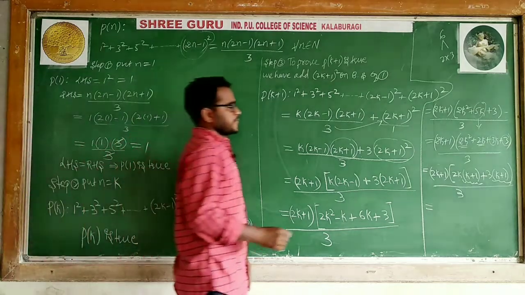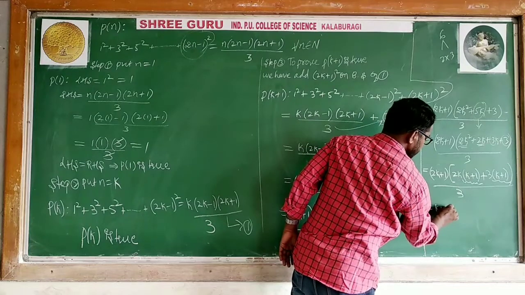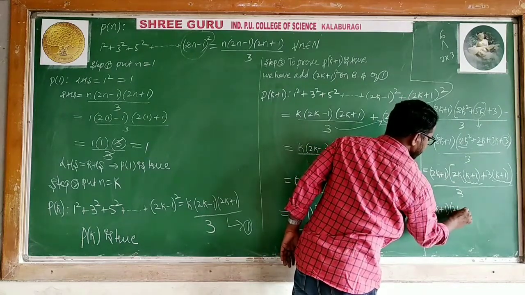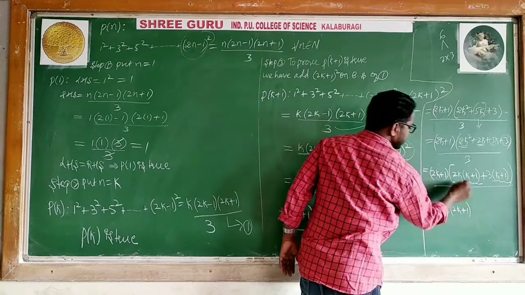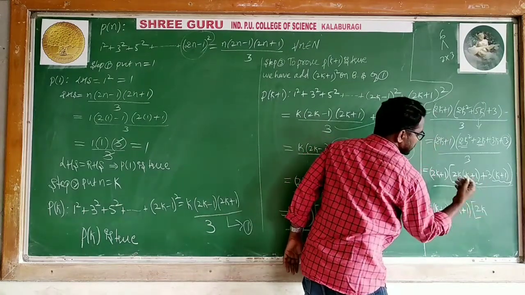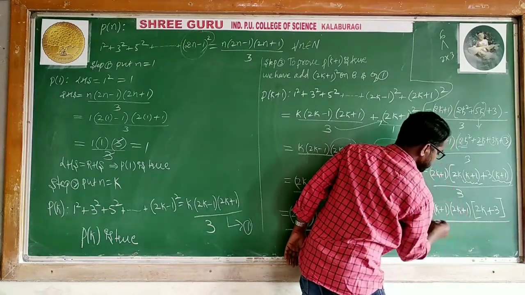Now, what is common? K plus 1 is common, so I will take k plus 1 outside. Already we have 2k plus 1 here. What remains in the bracket? 2k plus 1 plus 3? Yes, whole divided by 3.